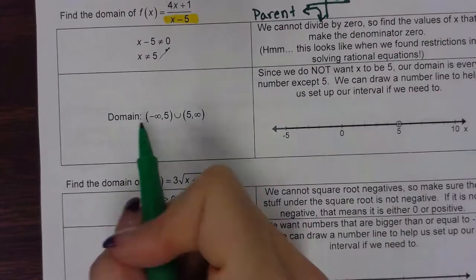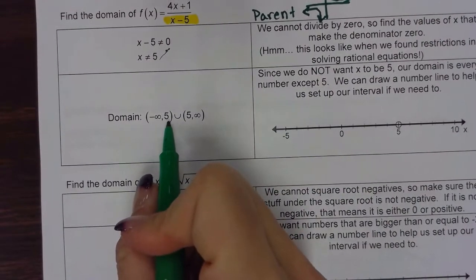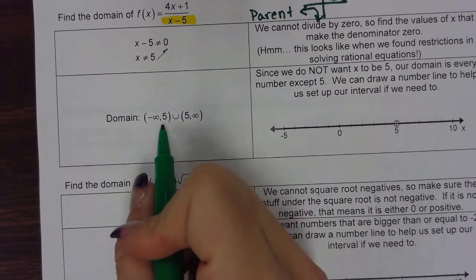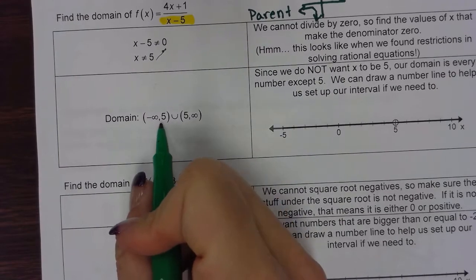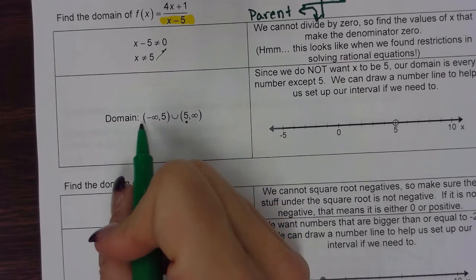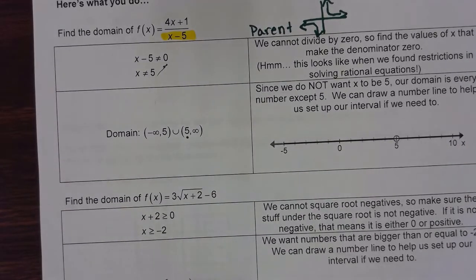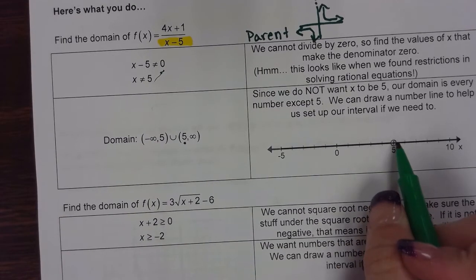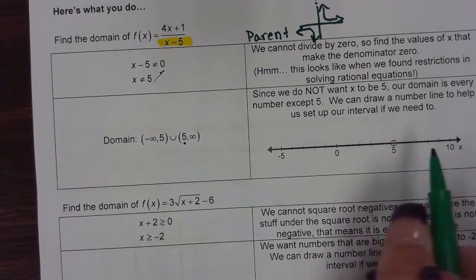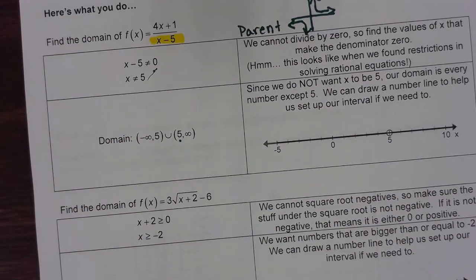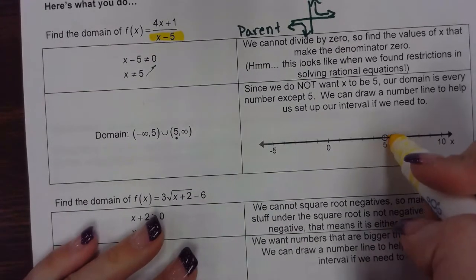So we set our denominator not equal to 0, we solve, and then we put it in interval notation. So in this case, negative infinity to 5, 5 to infinity, with parentheses because it cannot be 5, and it's parentheses around negative infinity and infinity because it never gets there. If we were to graph this, there would be an open circle at 5, and it would be highlighted in both directions.